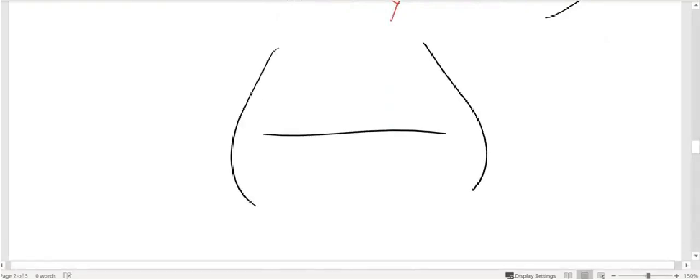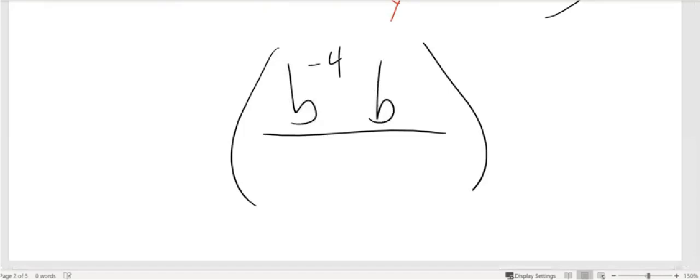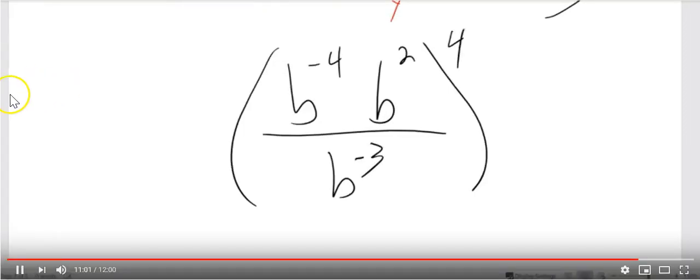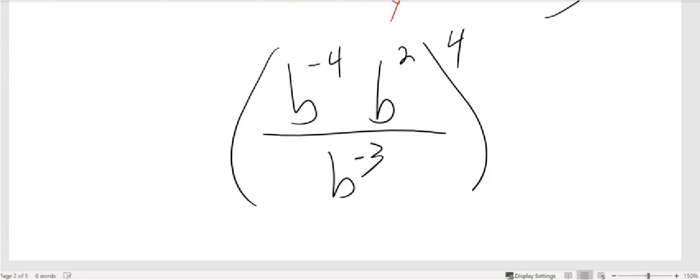All right, next problem. Once again, we're combining stuff. We have b to the negative 4th, b to the 2nd, and b to the negative 3rd, and then to the power of 4. So what I would do is do stuff on the inside. I have two negatives, so let's move them first. I always like to do that. It makes life a lot easier for me. So we have to move numbers first, and then we're going to apply that 4 at the very end.